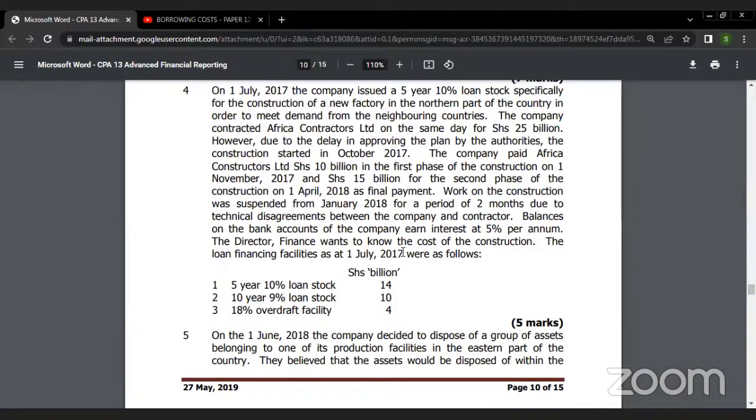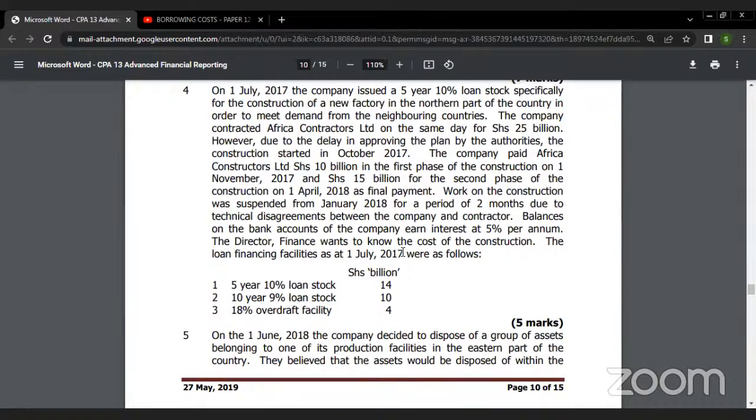Of course, there was suspension of work from January 2018 for a period of 2 months due to technical disagreements between the company and the contractor. That statement is also very, very key. Why?